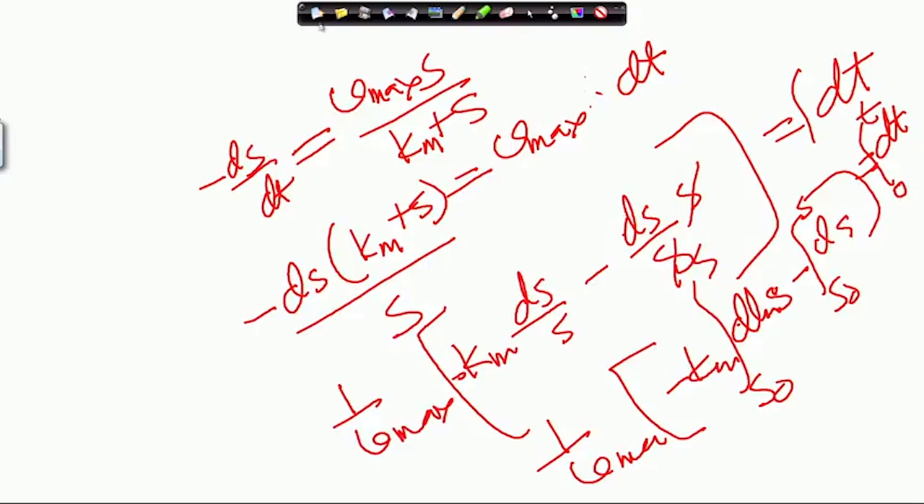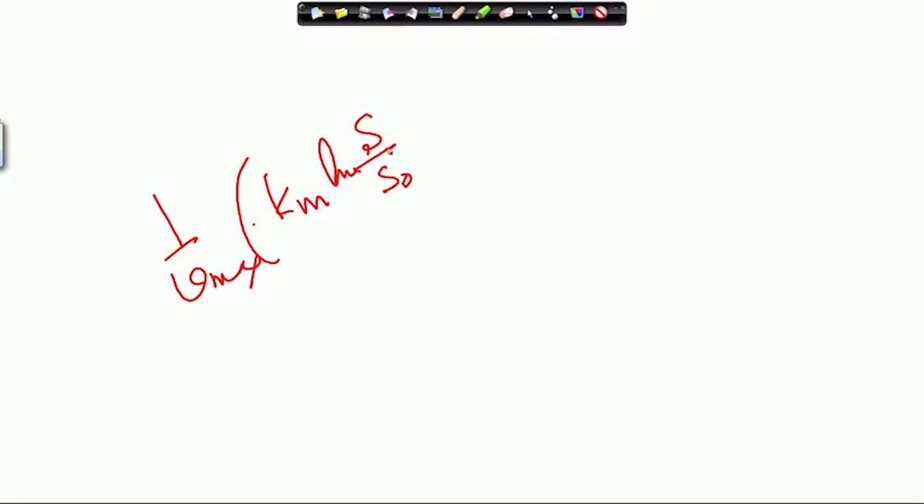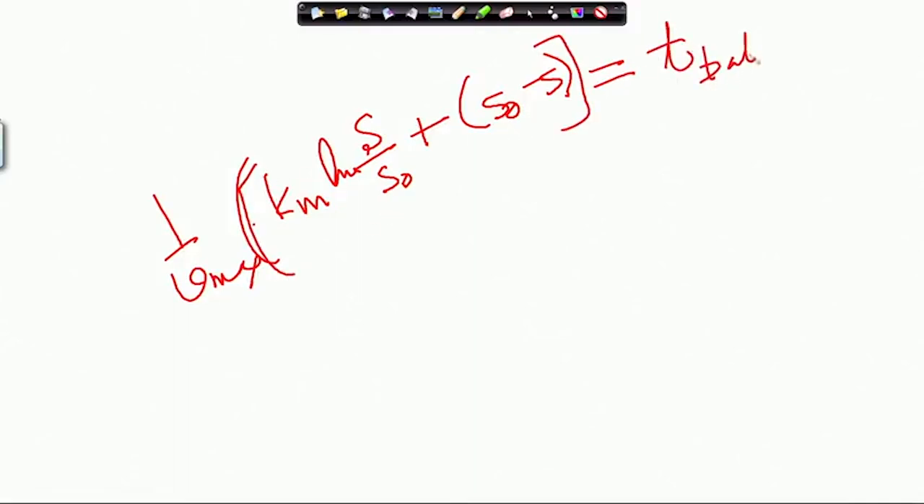Now if you do that, then we will come across the equation of what? 1 by Vmax equal to Km ln S by S0, because this was minus, so I can always reverse it, so it is plus. And here it is minus, this is S minus S0. Now if you plus, then it will be S0 minus S. This will be equal to T. And this is called batch time.